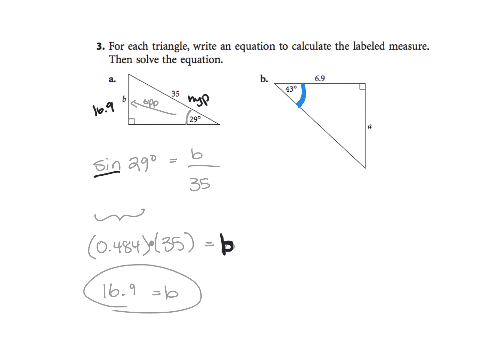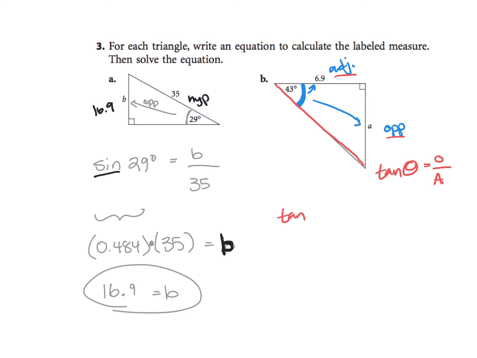But this is my opposite side. And this right here is my adjacent side. The hypotenuse, of course, is the longest side here. But so in this case, I have opposite and adjacent. That means that I'm going to use the tangent. The tangent of an angle is equal to the opposite over the adjacent.